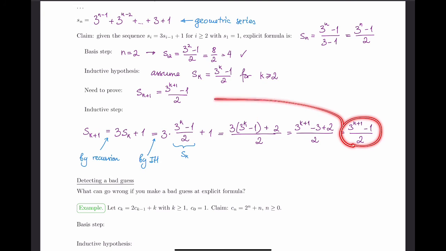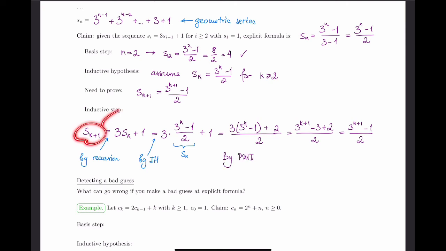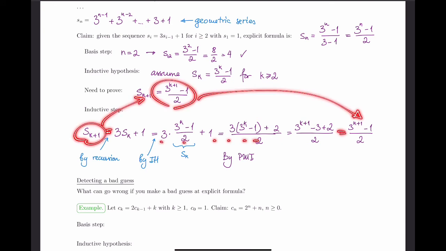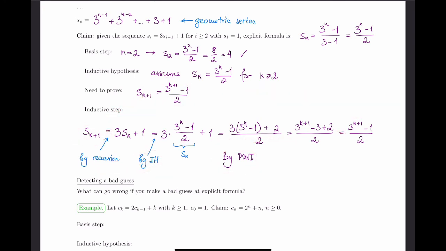Now, happily, this is the exact same as the right-hand side of the expression I was actually trying to prove, which means my left-hand side is proven to equal my right-hand side via a sequence of equalities that are justified either by recursion or by the inductive hypothesis. Which means that by the principle of mathematical induction, I have proven that the explicit formula for the term of the sequence S_n is indeed (3^n minus 1) over 2. Okay, and we're done in this case here.